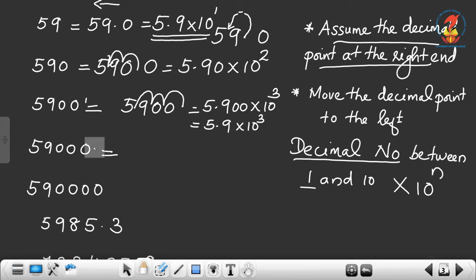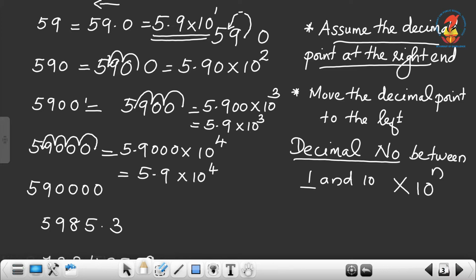Assume that the decimal point is at the right end. Now we want to move the decimal point to the left. 1, 2, 3, 4. So 5.9000 into 10 raised to 4, and we can write it as 5.9 into 10 raised to 4.